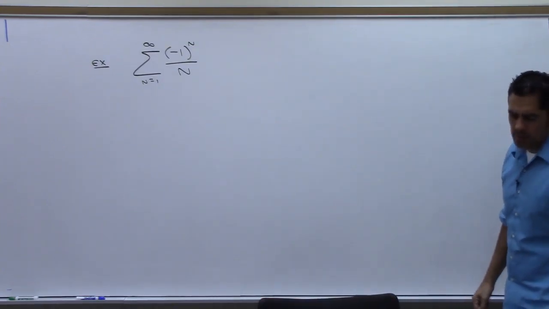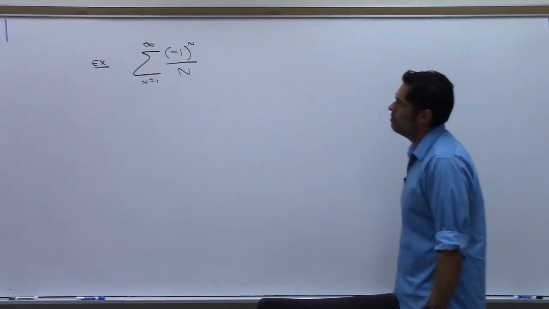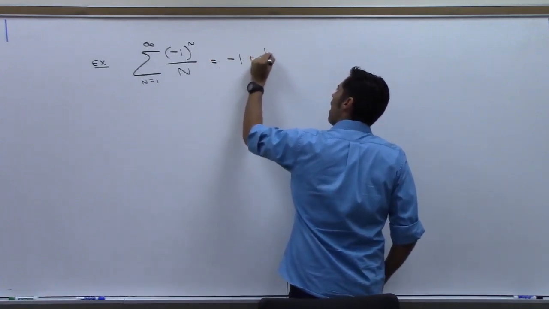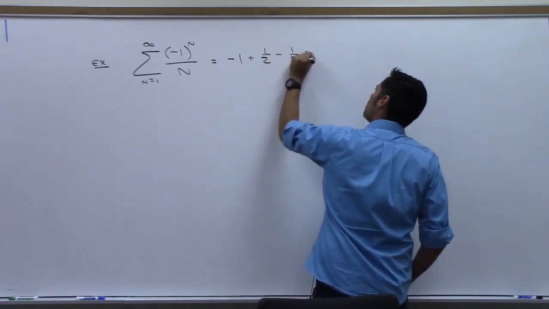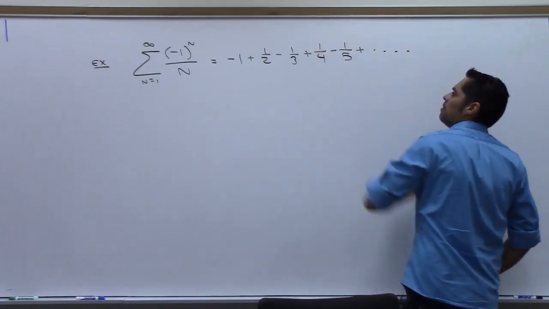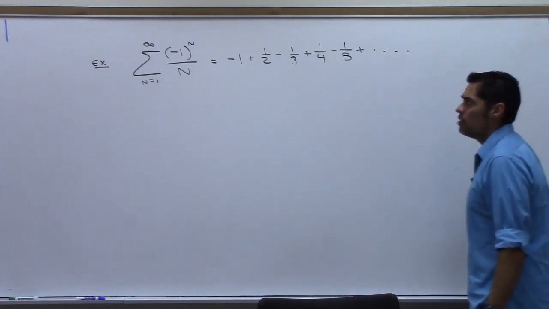Does this converge or diverge? Let's write out what it is first: -1 plus a half minus a third plus a fourth minus a fifth. Do you agree with me? That's what that is. So it diverges? Well, that's what we're asking. Converges to zero.